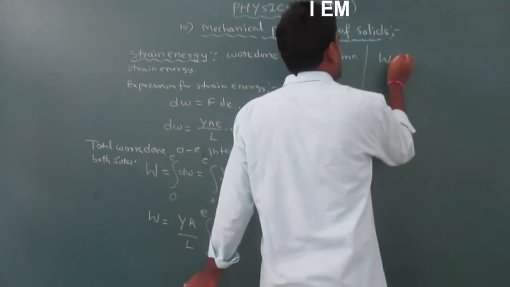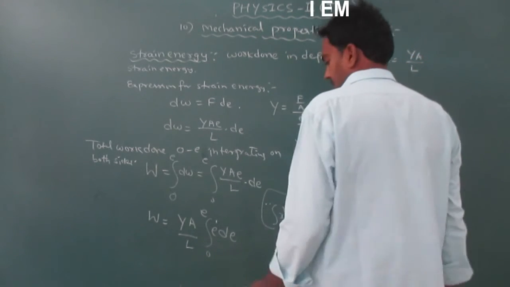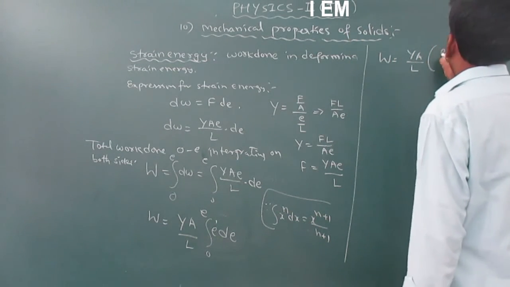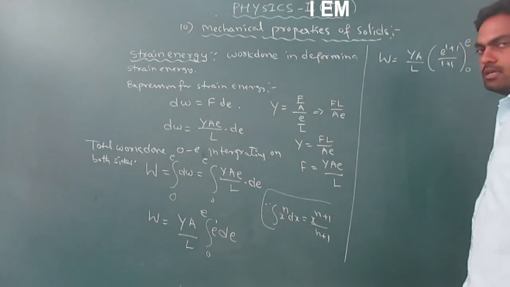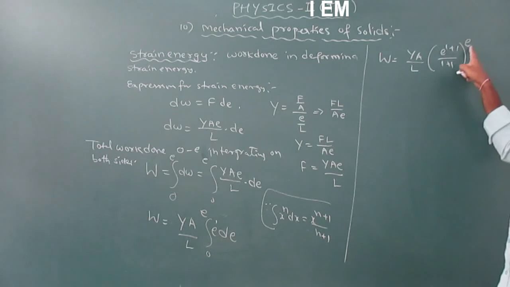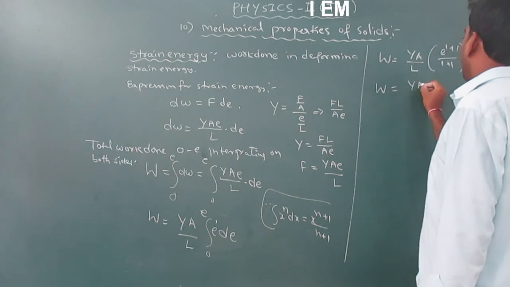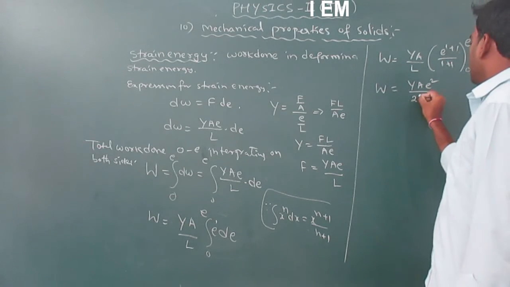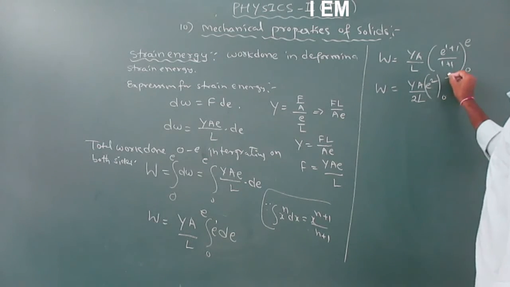So W is equal to Y A by L, integrating E dE. So that is E to the power of 1 plus 1 by 1 plus 1, from 0 to E taken. The limits after integration go outside. This is called the upper limit, and this is called the lower limit. So W is equal to Y A, E to the power 1 plus 1 is square, by 2, into L. Now substituting the upper limit and lower limit.